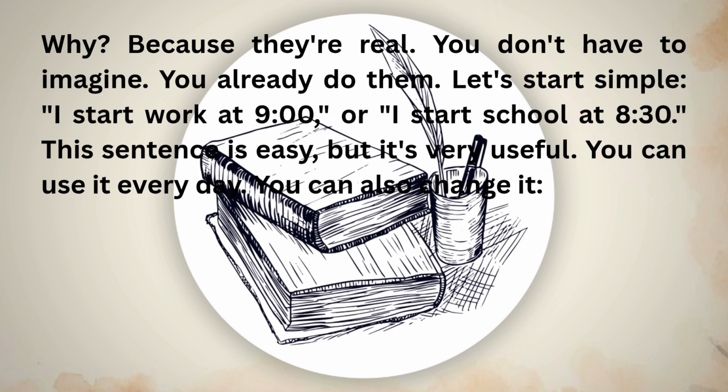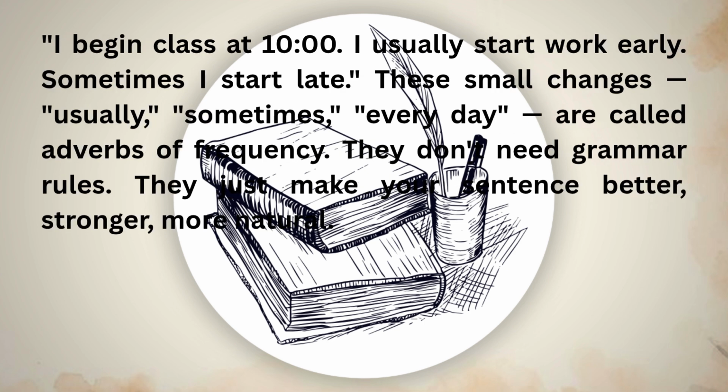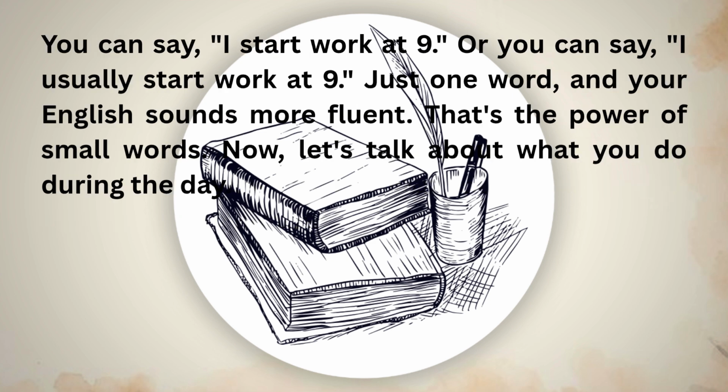You can also change it. I begin class at 10 o'clock. I usually start work early. Sometimes I start late. These small changes, usually, sometimes, every day, are called adverbs of frequency. They don't need grammar rules. They just make your sentence better, stronger, more natural. You can say, I start work at 9, or you can say, I usually start work at 9. Just one word, and your English sounds more fluent. That's the power of small words.